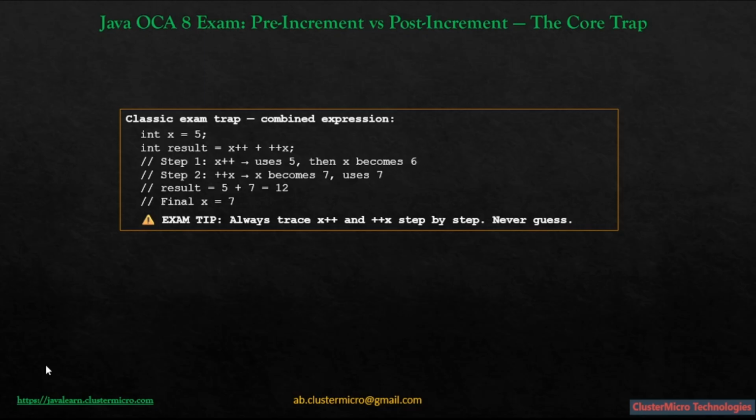Next is pre-increment versus post-increment, the code trap. This is a combined trap. Say you have a question like int result equals x plus plus, plus, plus plus x, where x starts at 5, right? So the left side, x plus plus, will evaluate to 5, right? Because that is a post-increment. Then after that evaluates to 5, x will become 6, right?